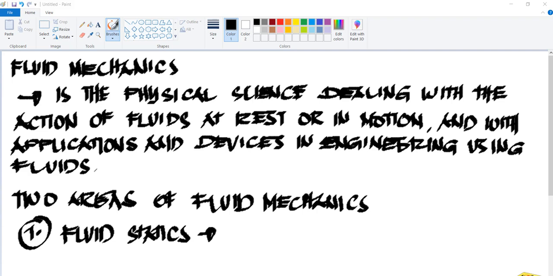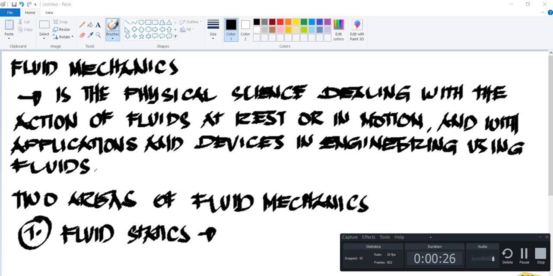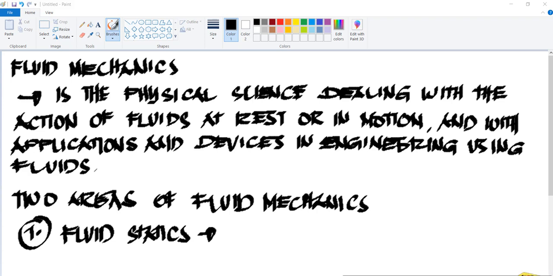Let's start with the introduction of our fluid mechanics. Fluid mechanics is defined from the book as the physical science dealing with the actions of fluids at rest or in motion, with applications and devices from engineering using fluid mechanics.